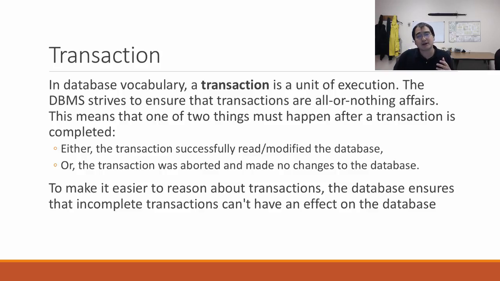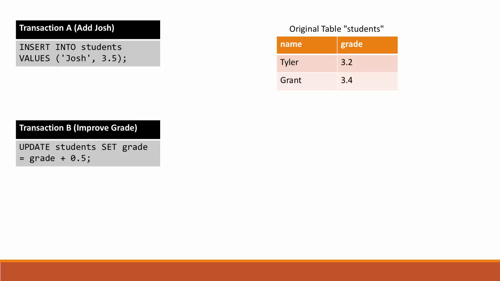Okay, so let's talk about some example, really simple transactions. Right here we have the table students. Right now there are two students in the class, Tyler and Grant, and they have grades. And there's two transactions that I want to perform. For instance, I need to add myself to the class. I want to insert into students myself with a 3.5.